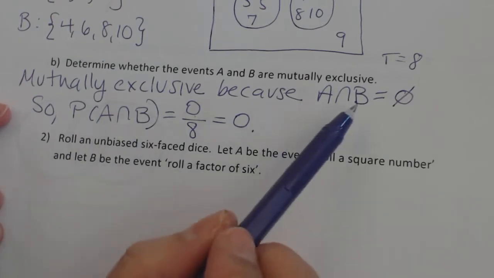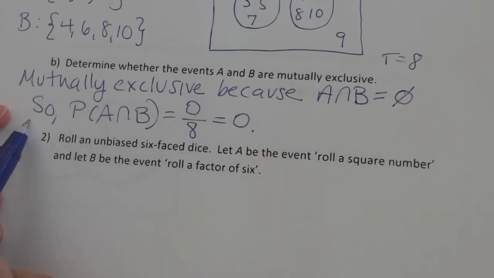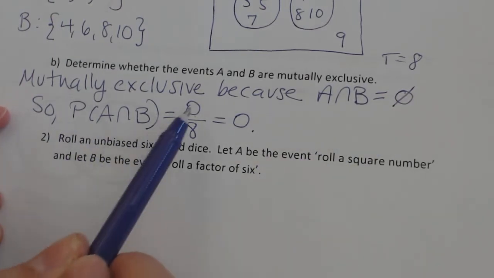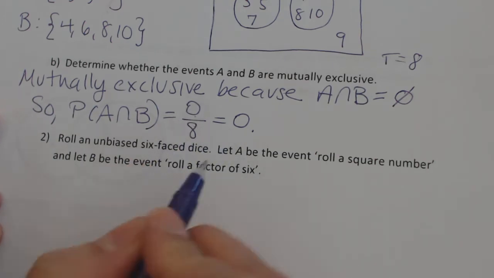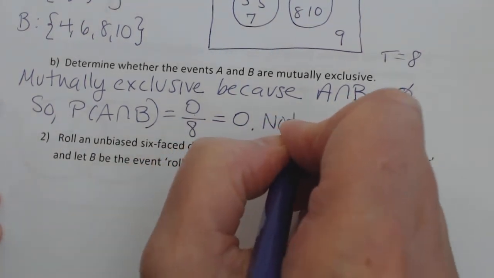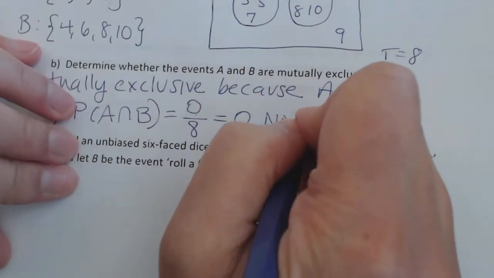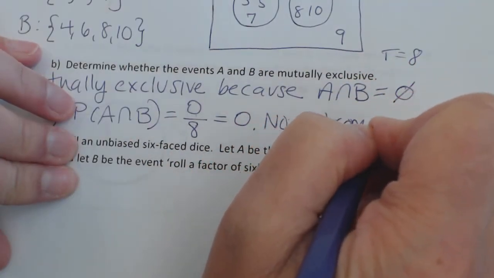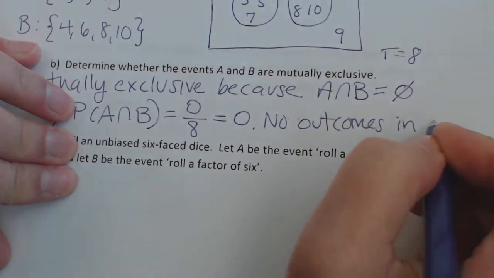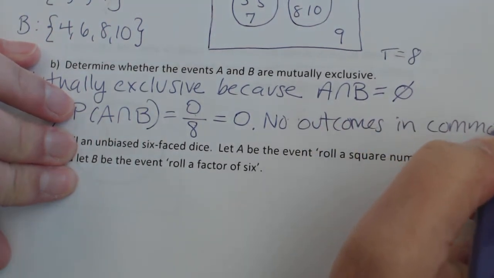So down here, I said A and B is an empty set. So the probability of A and B happening, 0 out of 8, which does equal 0. And I'm just going to extend this. No outcomes in common.